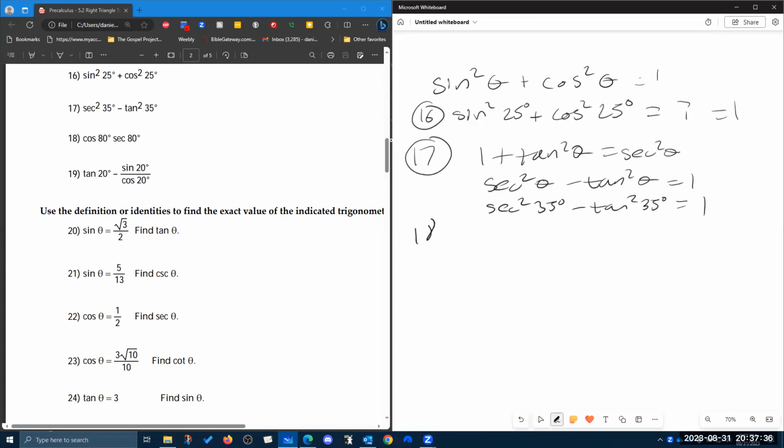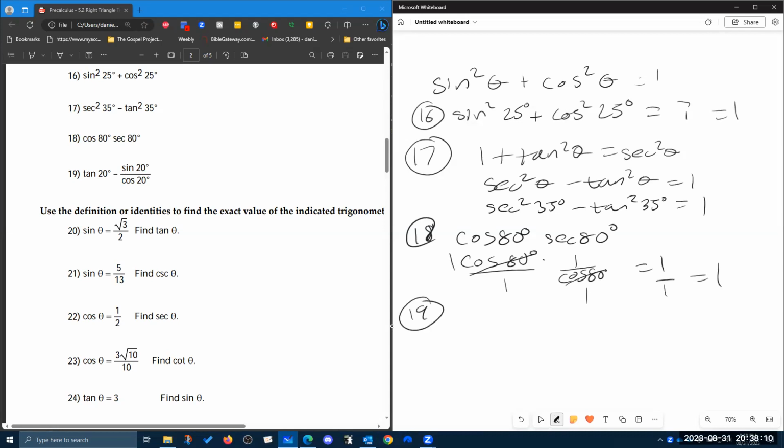Number 18, we have cosine of 80 degrees times secant of 80 degrees. Remember that secant and cosine are reciprocals of one another. That automatically means that they're going to multiply to give me 1. But if you want to see that for yourself, let's cancel the common factor there. 1 times 1 is 1. 1 times 1 is 1. 1 over 1 is 1.